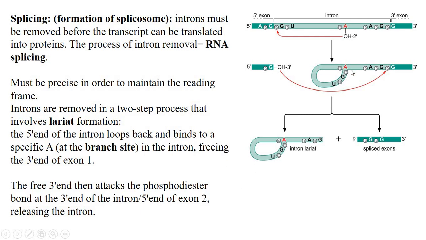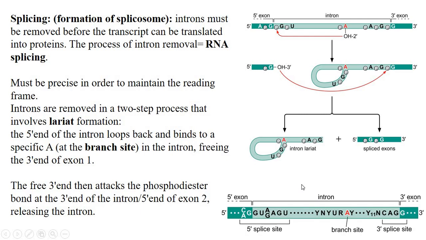This lariat formation happens at this branch site. This branch site is almost always an adenine. So this is A here. This is called a branch site. Okay, so we'll talk about this in the next slide in more detail.